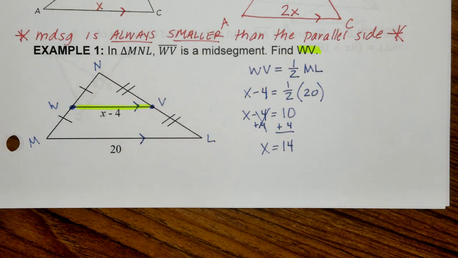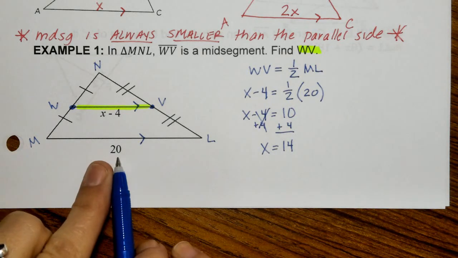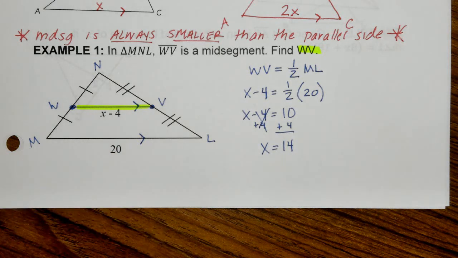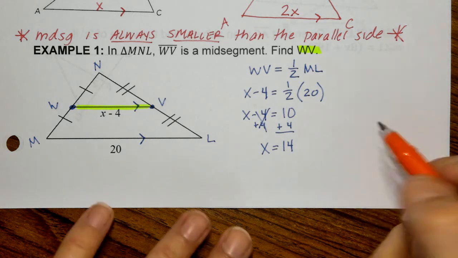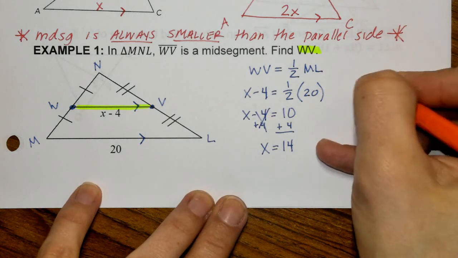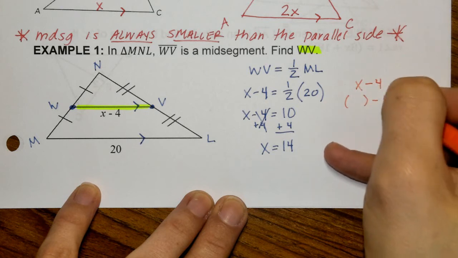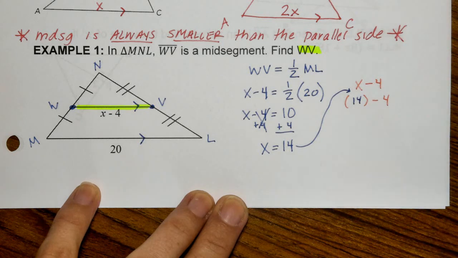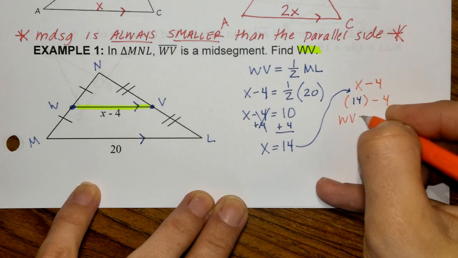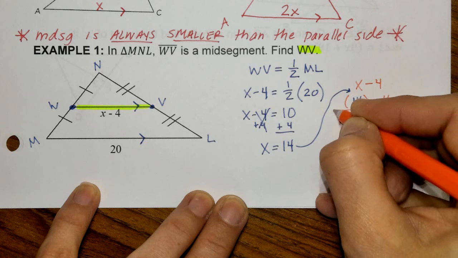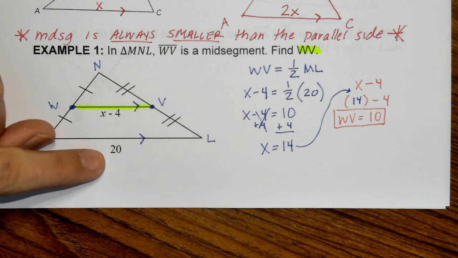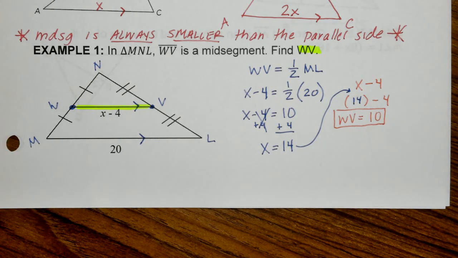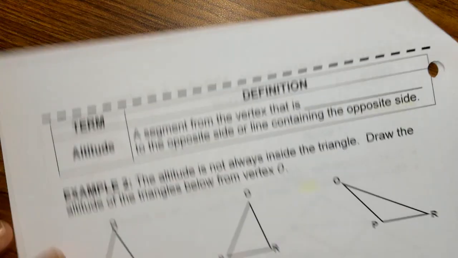Now, we can already tell what WV is going to be, we know it's half of 20, so WV is going to be 10. So now we can check, plug in for X with our X minus 4 and see if we get that 10 that we're supposed to have. So we plug in that 14 and we find out that yes, we did solve for X correctly because it should have been 10, half of that third parallel side. Okay, there's your midsegment. Now we're going to move on to altitude.